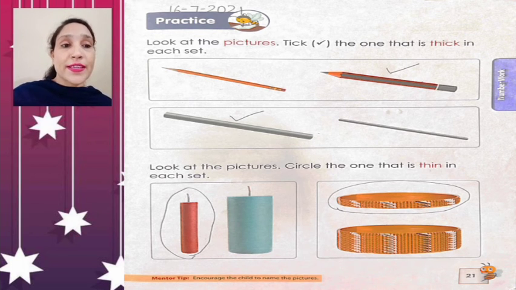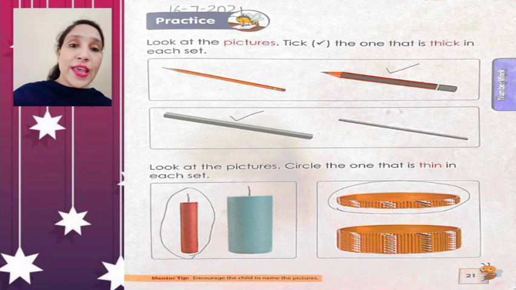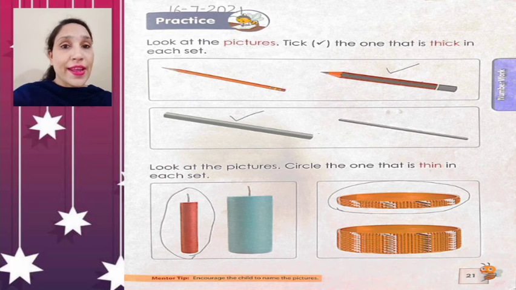Look at the picture. Circle the one that is thin in each set. अब आपको इसमें क्या करना है? जो आपको चीज इसमें thin नजर आ रही है, पतली लग रही है, आप उसको सर्कल कर दोगे. Like this you will revise this topic.